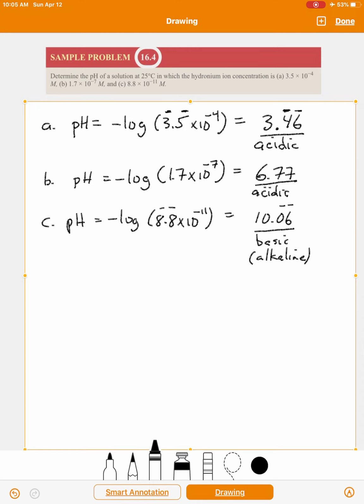Okay. All right, there you go. So just make sure you're familiar with how to do this on your calculator. When you take the log of something, you'll get a negative number, but then you put the negative in front of it and it makes it positive.